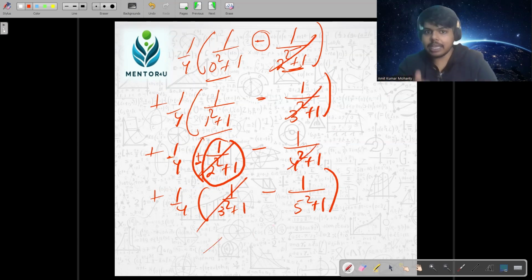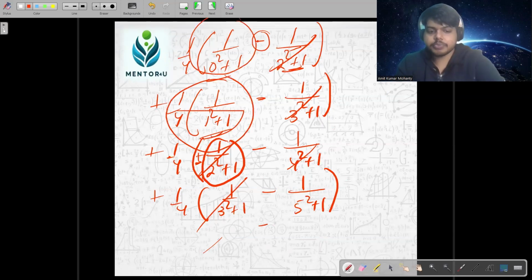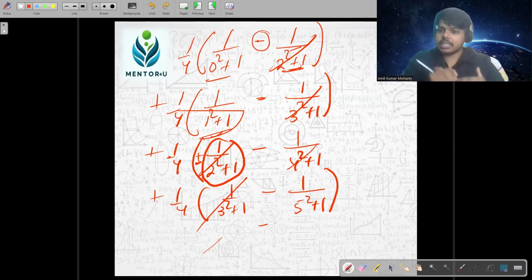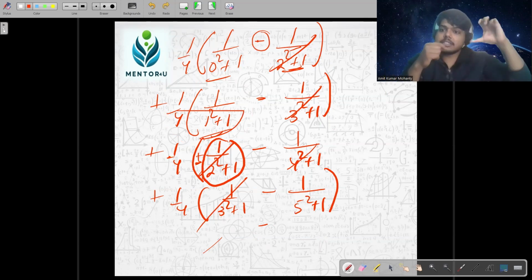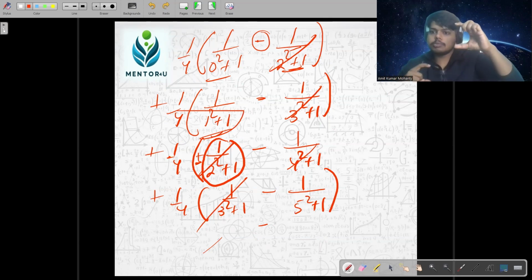So as a result, what is happening? The initial terms remain as they are. You can see this term and this term, these two terms are remaining. All of the rest of the terms are getting cancelled with each other. And since the starting two terms are remaining, the last two terms will also be remaining.